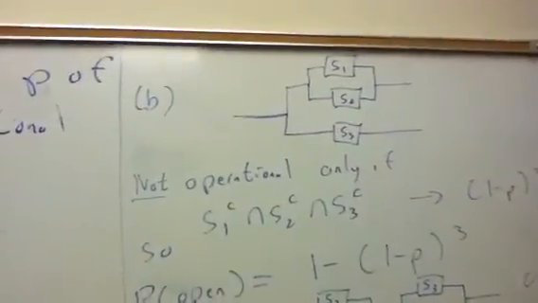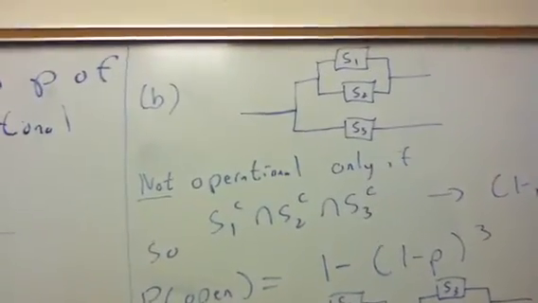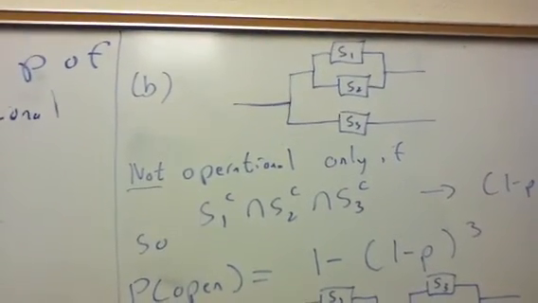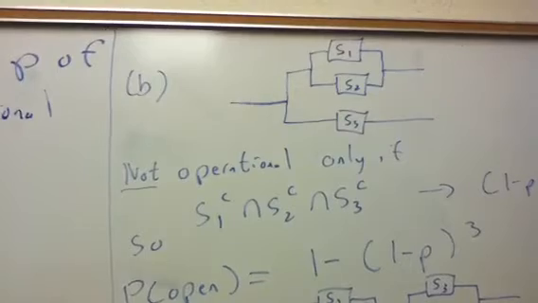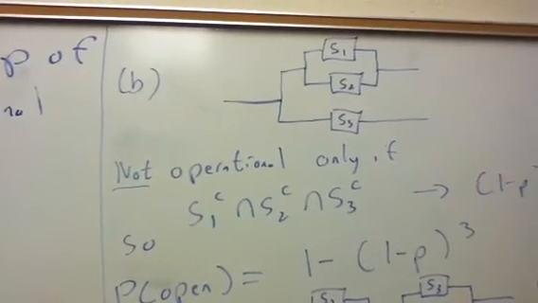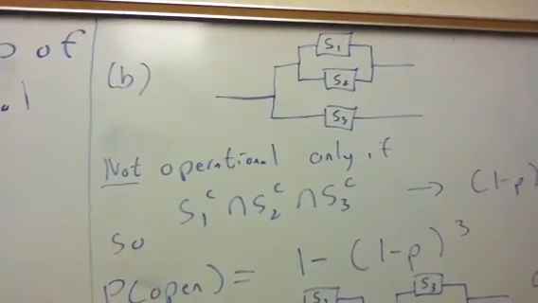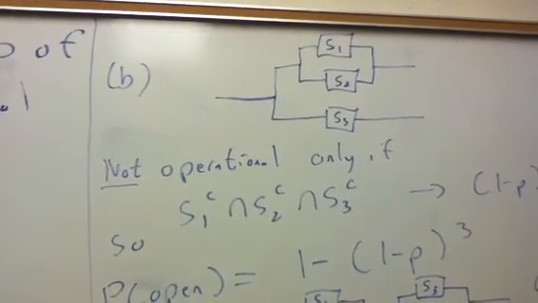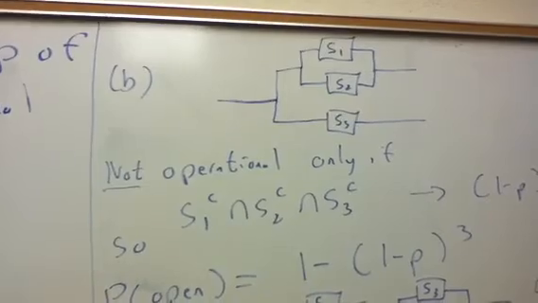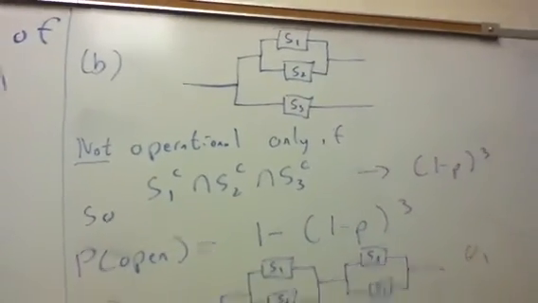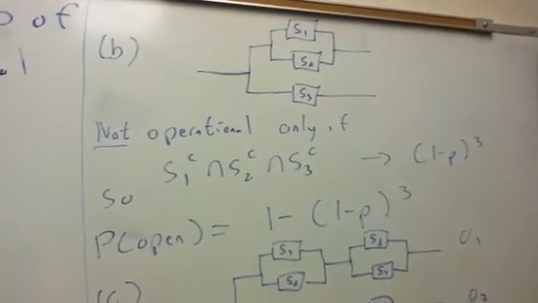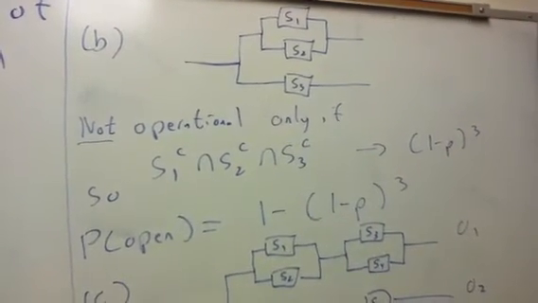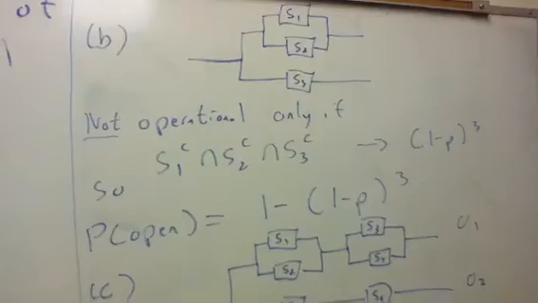Now, the second circuit in part B, in this one, basically we just have one initial junction which leads to two paths, and then as long as one of those two paths is open, the circuit will be open. So in this example, it's actually easier to use the law of complements and figure out when the circuit is not operational, and it's not operational only if all three switches are off. That's an event of probability 1 minus p cubed, so the law of complements tells us that the probability of this circuit being open is just 1 minus p cubed.